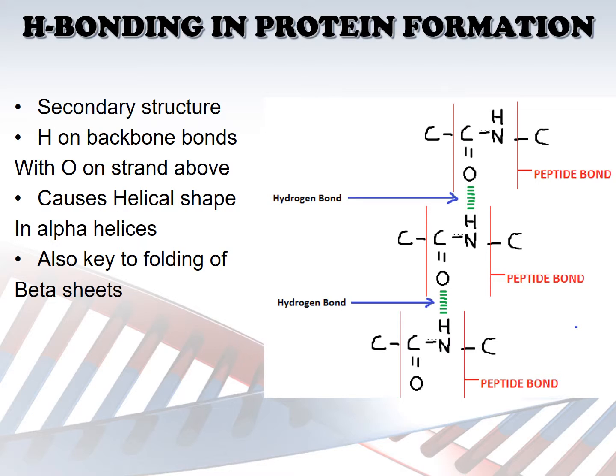So obviously, because oxygen is highly electronegative and hydrogen has a low electronegative value, we're going to get hydrogen bonding occurring between this oxygen and the hydrogen on the peptide chain below, and it's this that's going to cause a helical shape, basically as the peptide chains come together.